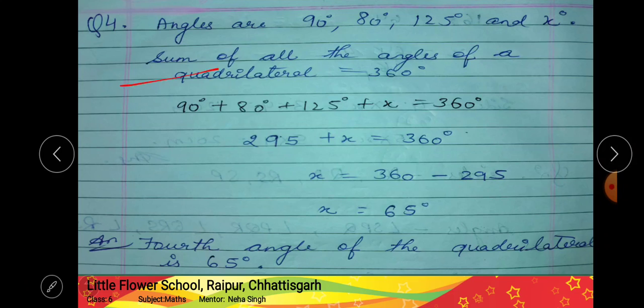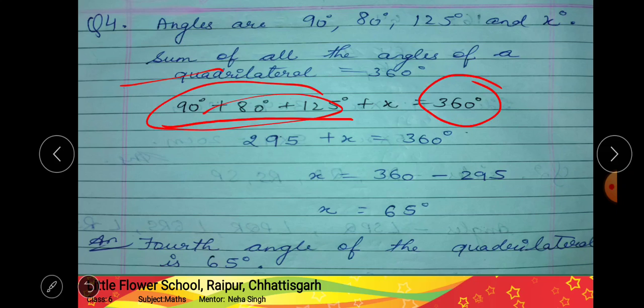So the sum of all the angles, again the same phenomenon we'll use. The sum of all the angles is how much? 360 degree. So 3 angles are given, 90 plus 80 plus 125 is how much? Plus x is how much? 360 degree. So summing up all this, it comes 295. 295 plus x is how much? 360 degree. We need to find the value of x.